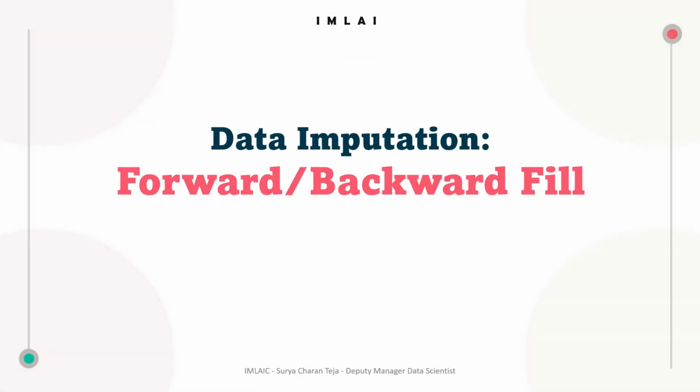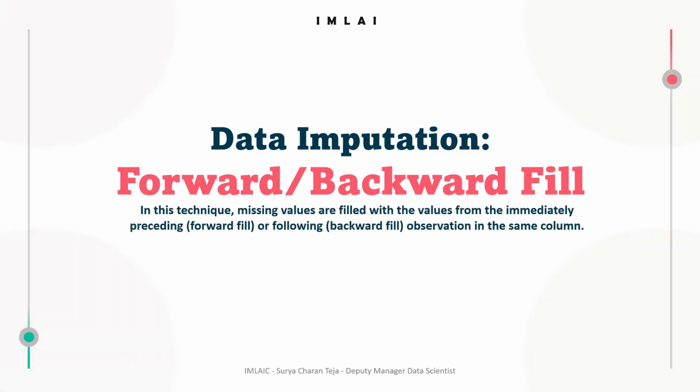Now let's look into the next imputation method, which is forward or backward fill. In this technique, missing values are filled with the values from the immediately preceding observation, that is forward fill, or the following observation, that's a backward fill, in the same column. If it is the immediately preceding observation, it's called forward fill. If it is the following observation, it's called backward fill.